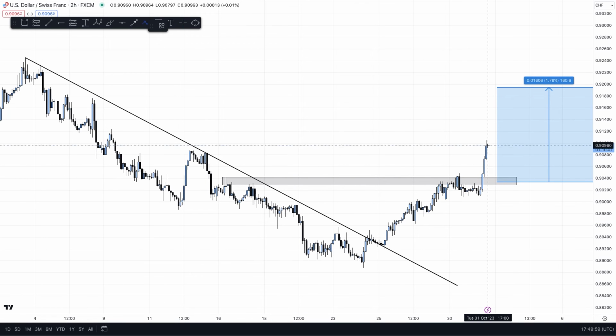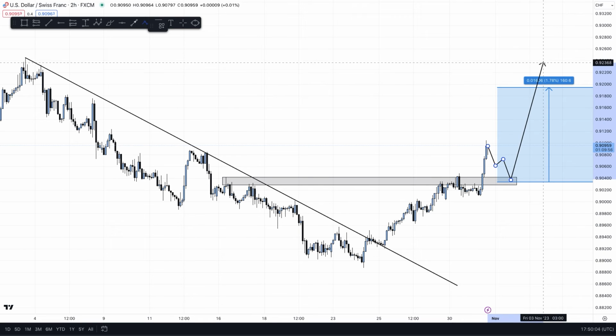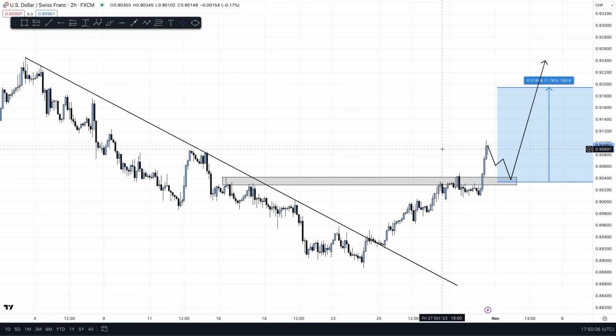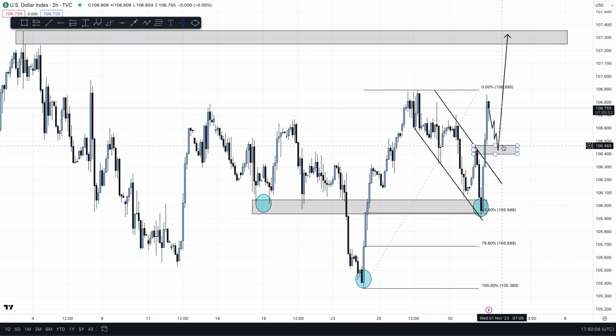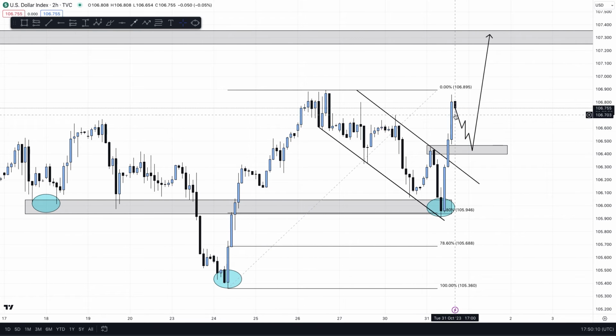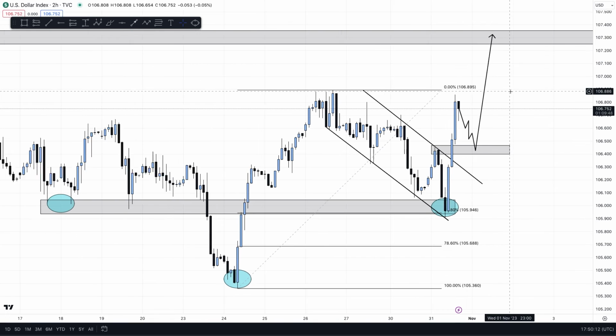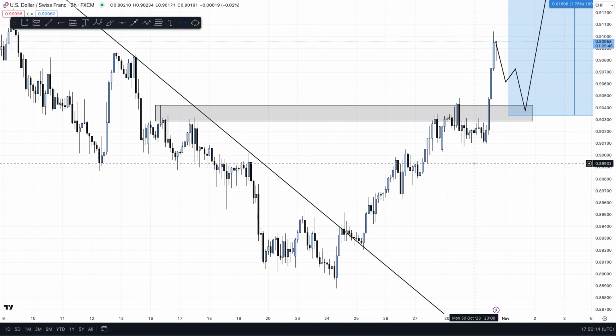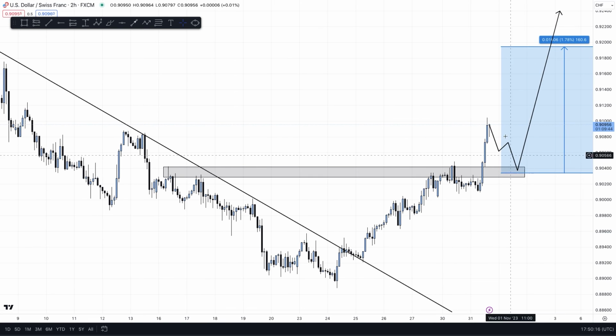So I'm expecting to see a correction back down to this level here for that impulsive move once again. Like how on the dollar index, sorry, we're expecting that correction for that continuation. I'm expecting the same thing on USDCHF to pull back to retest previous resistance as support, and then I'm going to be looking to buy that market.